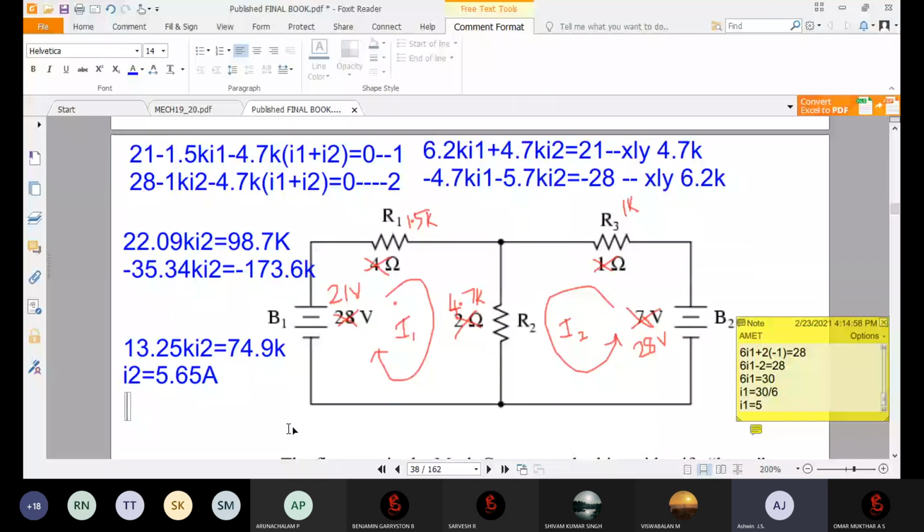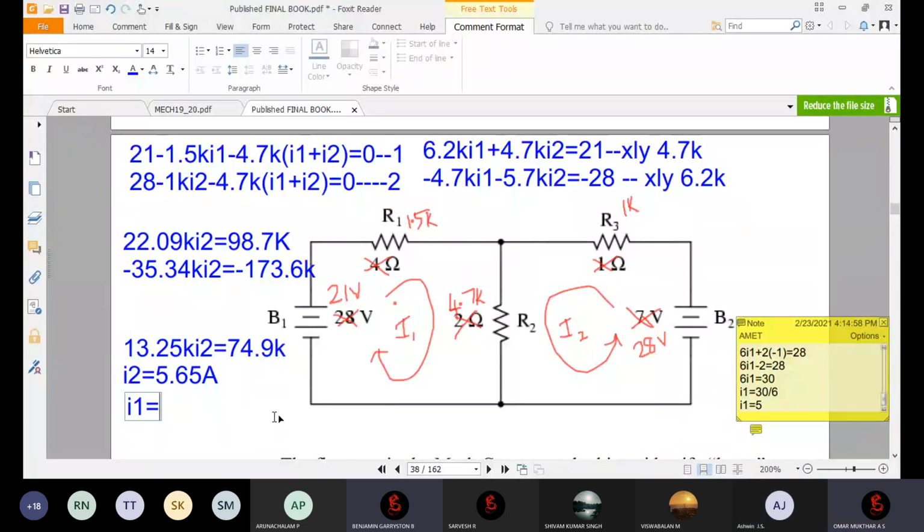So I will substitute here. 6.2K I1, 26.55. Multiply it. What is the final value of I1? Anyone tell me the values? Sir, I1 value is 0.898113200754. Better, sir, I will do the I1 value myself.